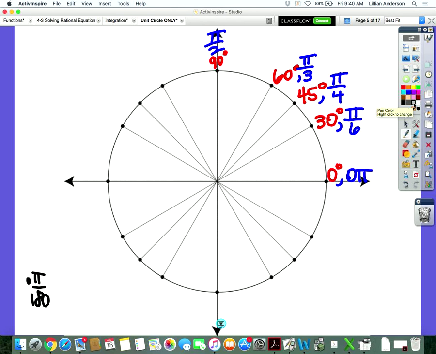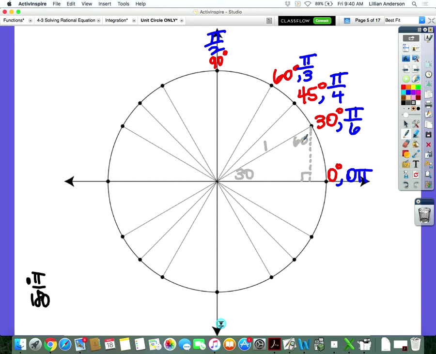Now realize, each radius on this unit circle has a length of what? A length of 1. So we already know that this right here is 1. If I create a right triangle, clearly that's 90 degrees. What's this angle here? 30, which means that this one would be 60.